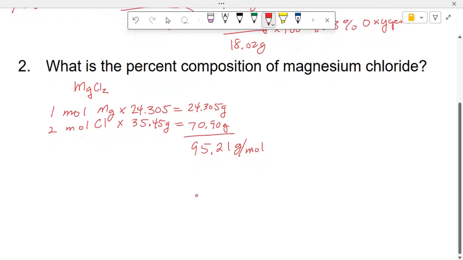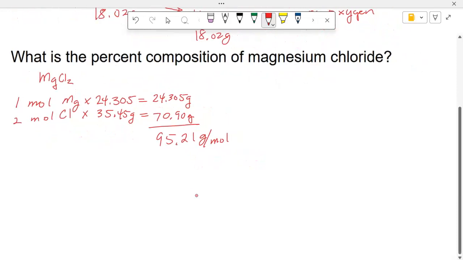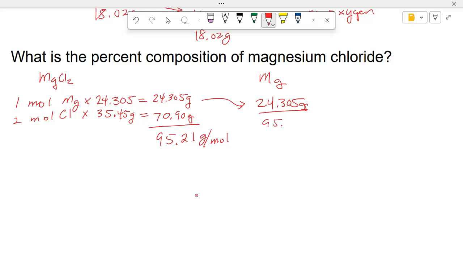Okay, so then we just have to break that up, do the exact same thing we just did. Whatever we're interested in, let's do it for magnesium first. We're going to put the mass of the magnesium here on top, 24.305 grams divided by the total, 95.21 grams, and times that by 100, and we're getting 25.5. We'll just go to 1 decimal place on that. 25.5% by mass for magnesium.